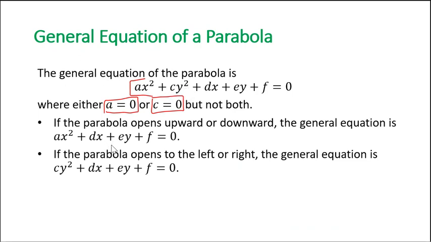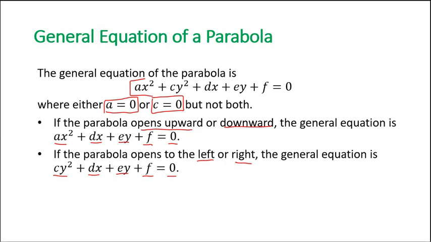Now, if y squared is missing, then the general equation would be a times x squared plus b times x plus e times y plus f is equal to 0. In this case, the parabola opens upward or downward. Now, if x squared is missing, then the general equation is c times y squared plus d times x plus e times y plus f is equal to 0. In this case, the parabola opens to the left or to the right.